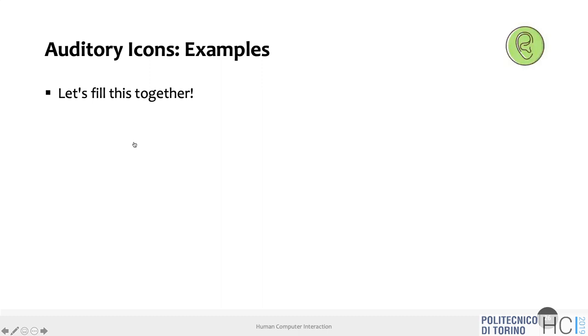The trash bin. When you empty the trash bin, you hear what is called a natural sound, or I don't know, it's paper, or someone says that it is glass breaking, but it's a sound that we typically associate with emptying the trash bin, at least in computer systems. So we hear that sound and it's quite a natural sound for us, and we know that the action has been performed correctly. Another example, that one is probably the most famous one.